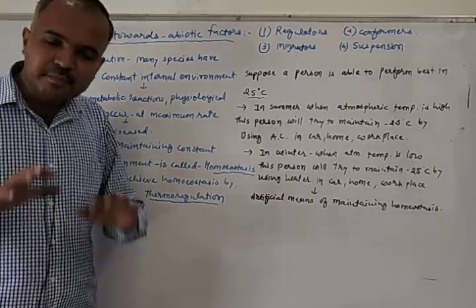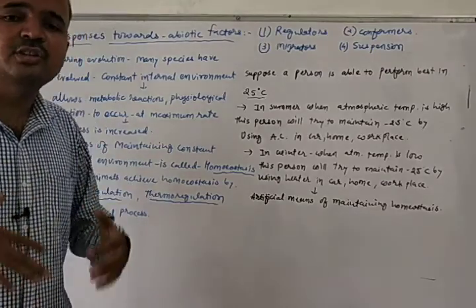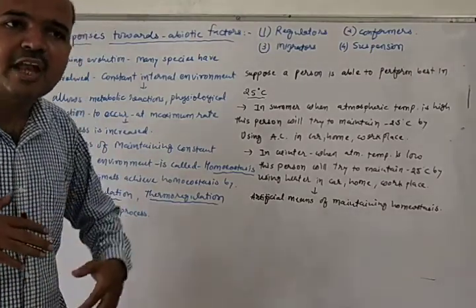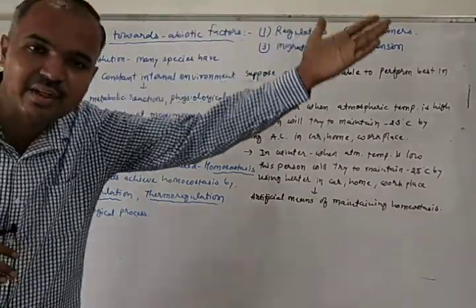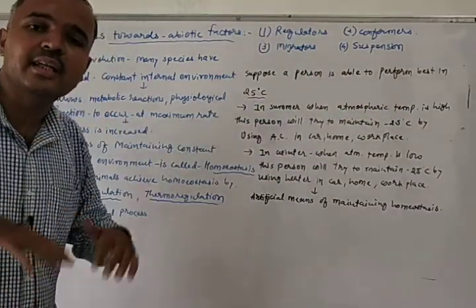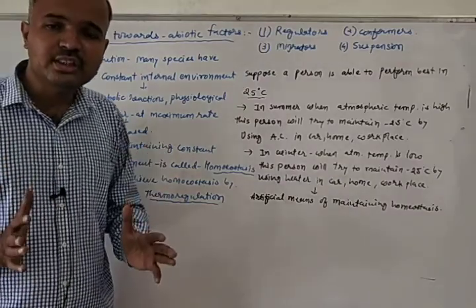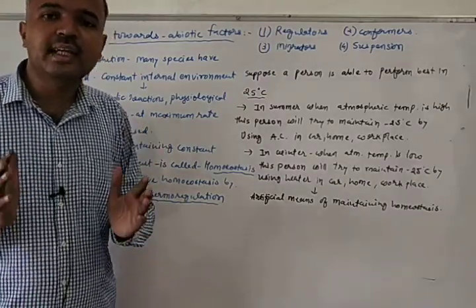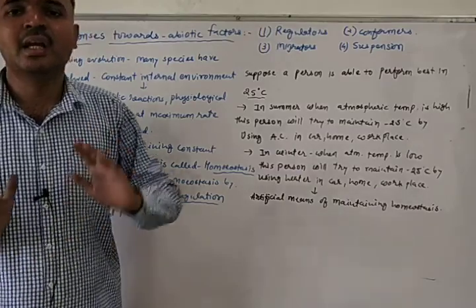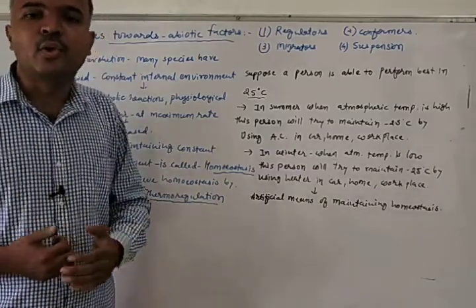And this process of maintaining a constant internal environment even though the external environment is changing is known as homeostasis. What is homeostasis? Homeostasis is the process of maintaining a constant internal environment even though the external environment is changing.